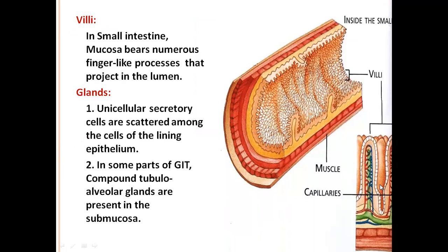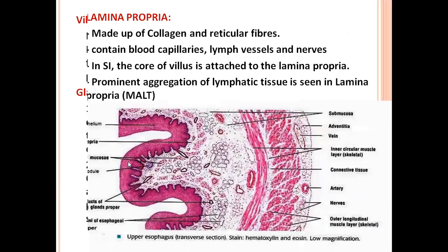We have many glands also, like unicellular secretory cells. They are scattered among the cells of the lining epithelium. They are named differently, like G cells in the stomach and goblet cells, which are unicellular secretory cells. In some parts of the GIT, we have compound tubuloalveolar glands, which are present in the submucosa.